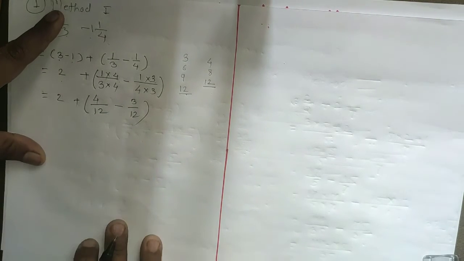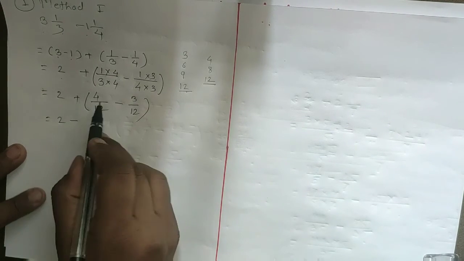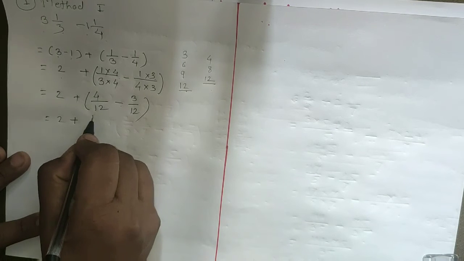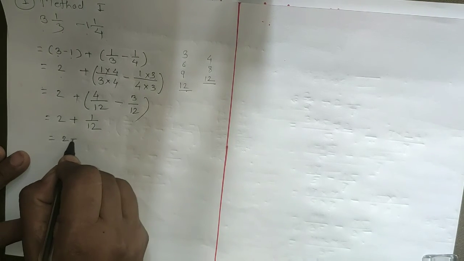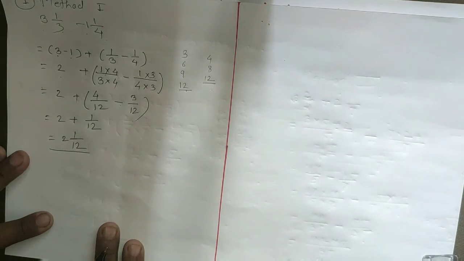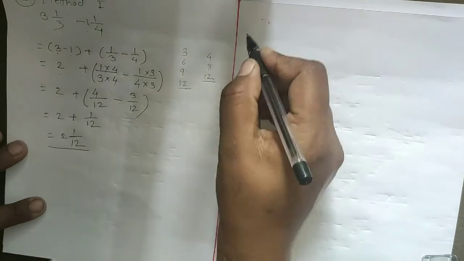This is written in the bracket. Now here 2, then 12, 4 minus 3 is 1 upon 12. Then the answer is 2 integer 1 upon 12. That is the answer. Okay, that is the answer. This is the first method. Now we will see method number 2.